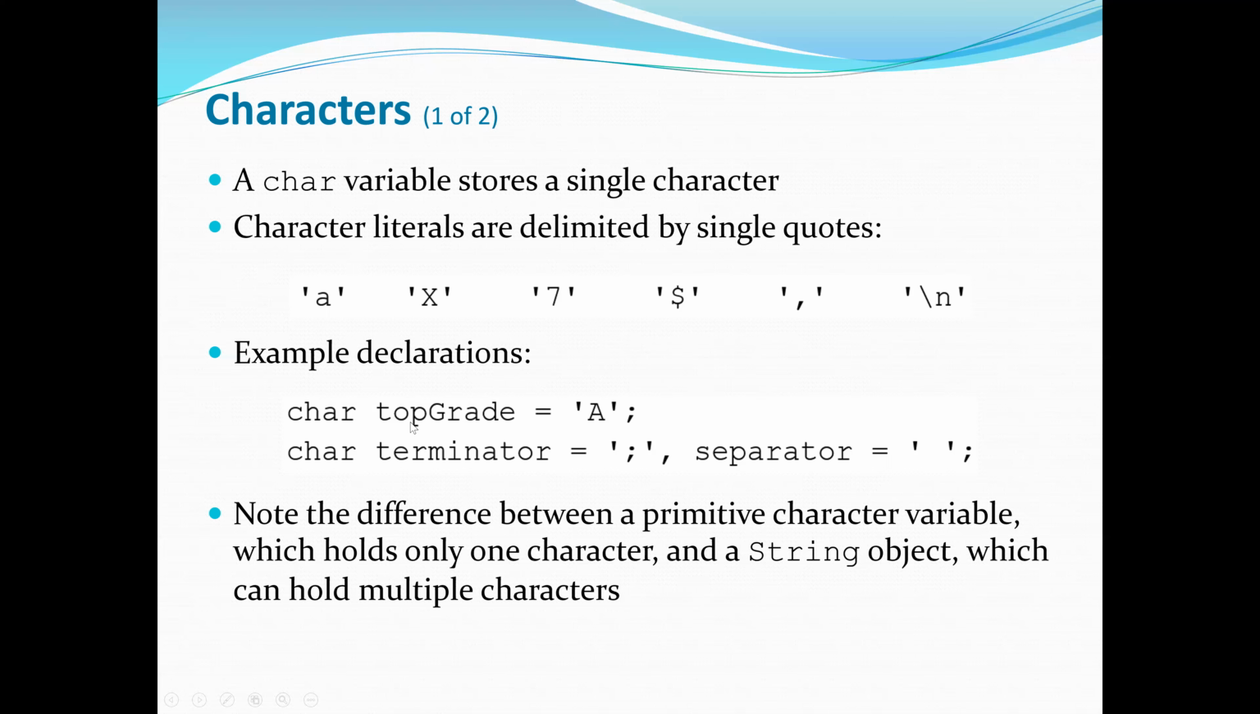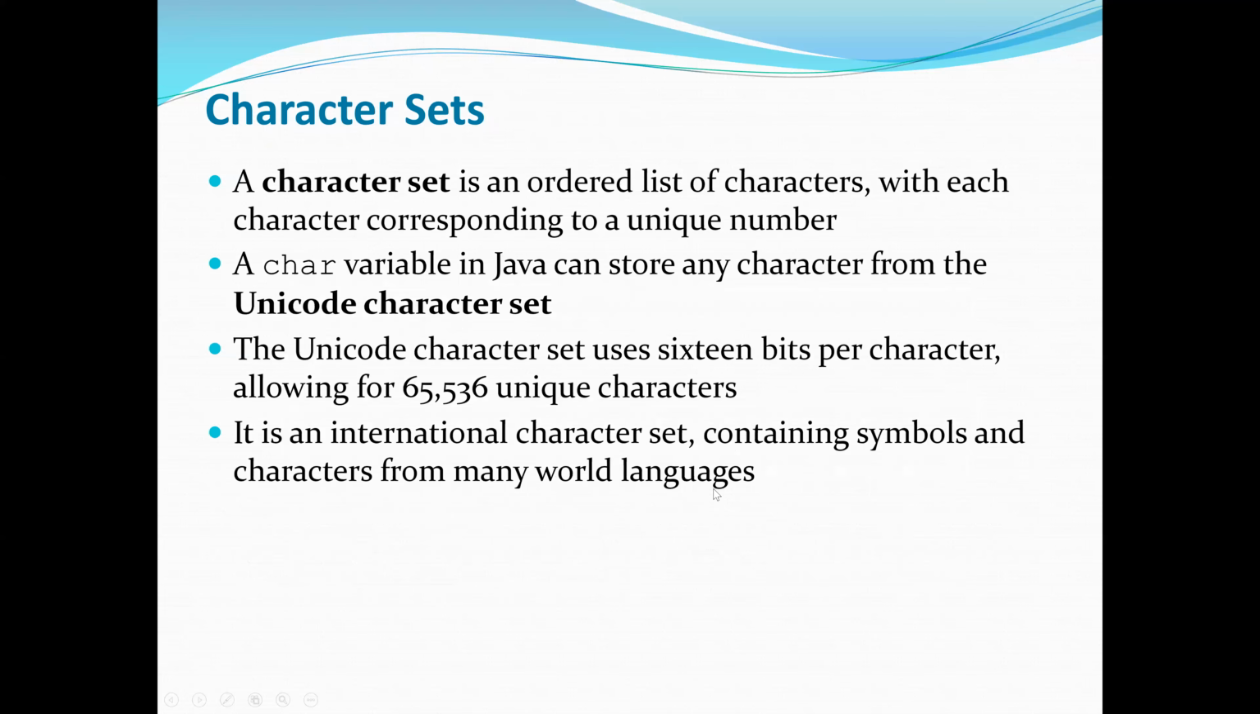We declare a variable named topGrade. The data type is char. Normally for a character, we use char. And we can initialize it to a single character or any symbol, as long as it's in single quote and it's only 1 symbol. For example, here we use a $ sign and a symbol.